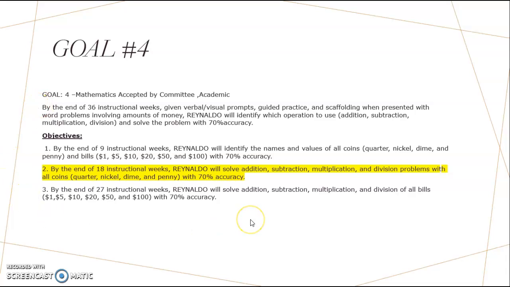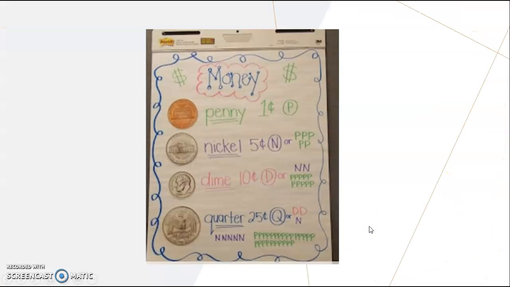So for goal number 4, Ray, we're going to be going over adding, subtracting, multiplying, or dividing problems with all types of coins, whether they're quarters, nickels, dimes, or pennies. And here's a chart showing us what all the different kinds of coins look like, what their names are, how much they are worth, and how much they are worth in other types of coins.